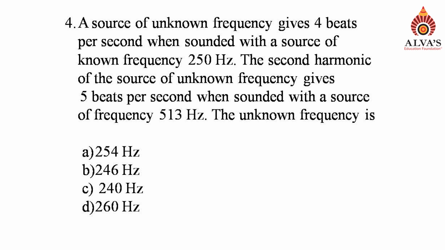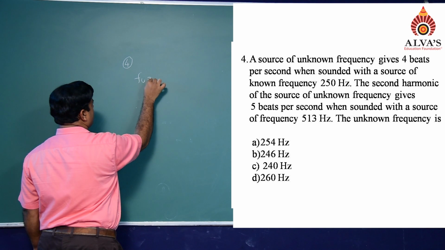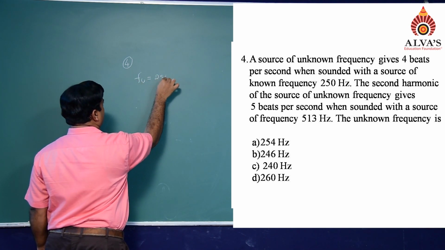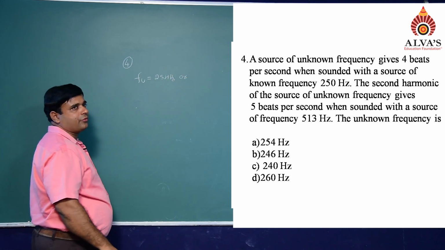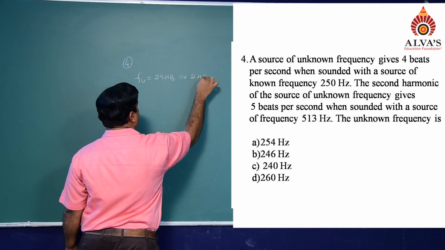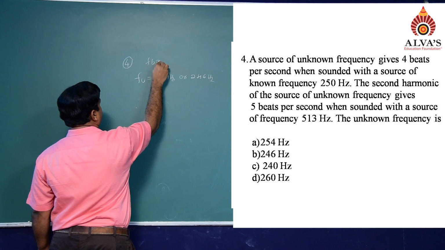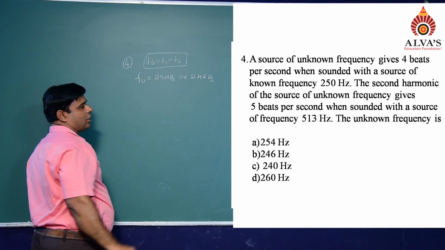Fourth one: a source of unknown frequency gives 4 beats per second when sounded with a source of known frequency 250 hertz. The second harmonic of the source of unknown frequency gives 5 beats per second when sounded with a source of frequency 513 hertz. The unknown frequency is. In the first case in this question, 250 hertz gives a beat of 4 with the unknown frequency. Therefore, the frequency of unknown should be equal to 250 plus 4, which is 254 hertz, or 250 minus 4, which is equal to 246 hertz, since beat frequency is the difference of two frequencies.